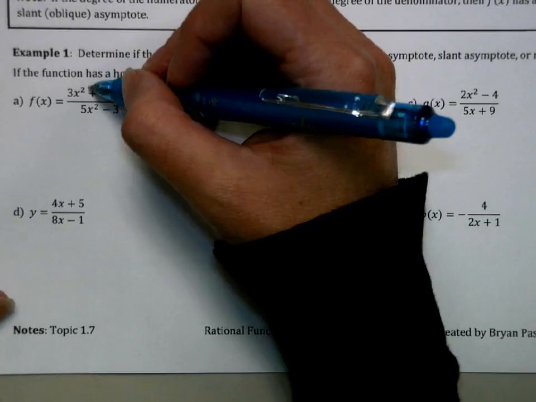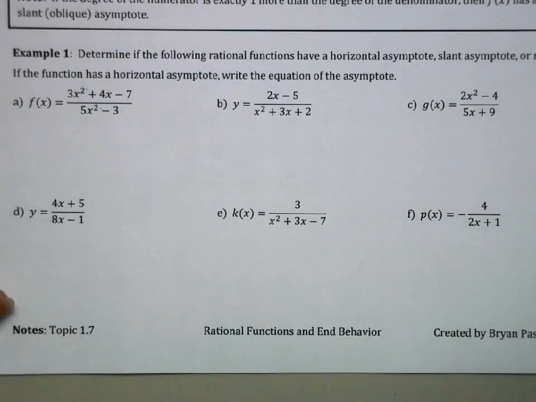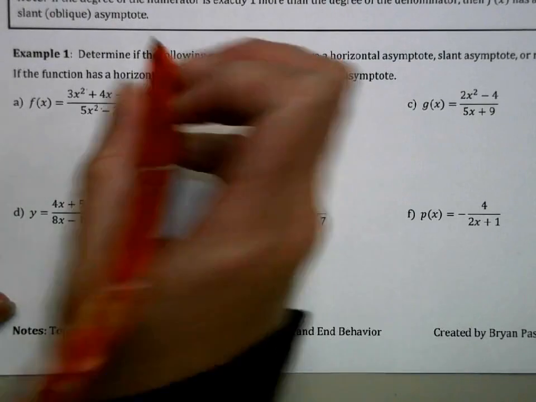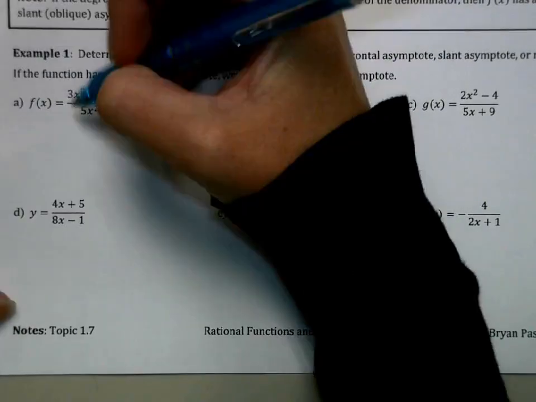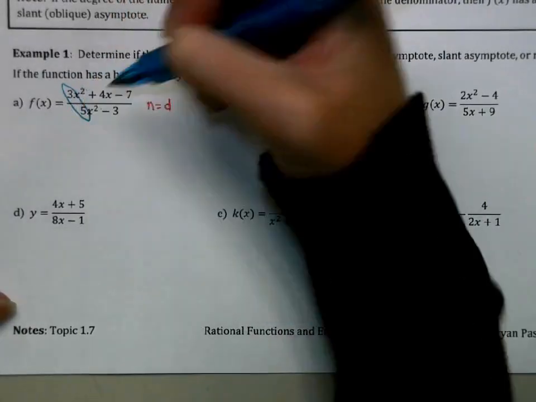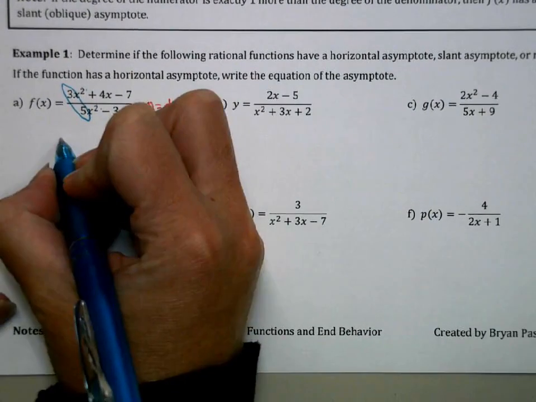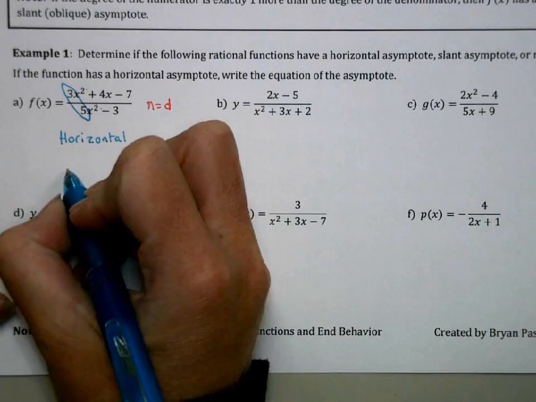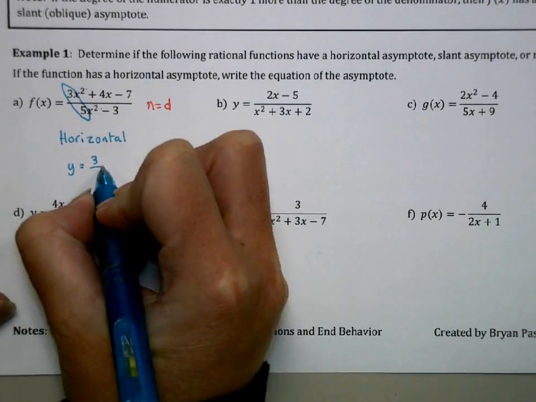So what takes over is the degree. So here the degrees are the same on the top and the bottom. Okay, so what takes over is the leading coefficients, and I like to just circle them there. So this one has a horizontal asymptote, and that's going to be at y equals 3/5.